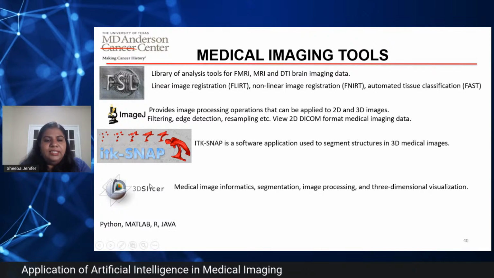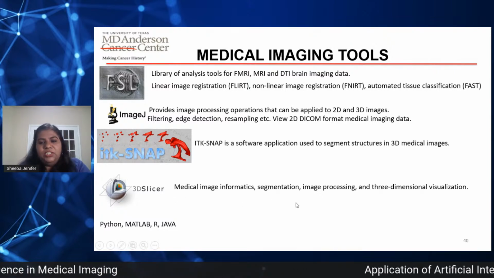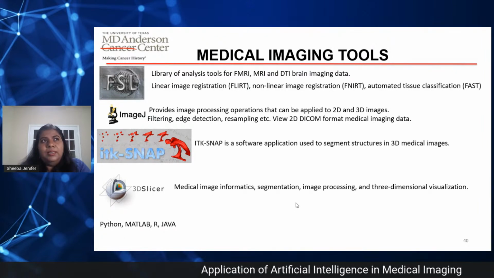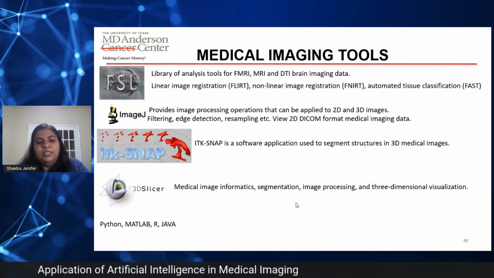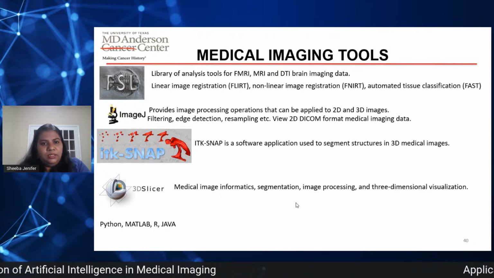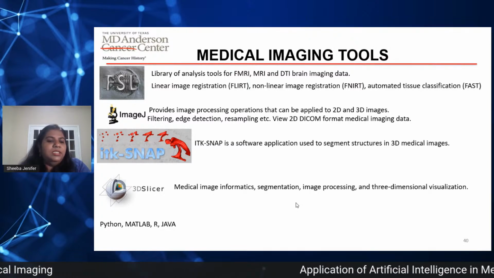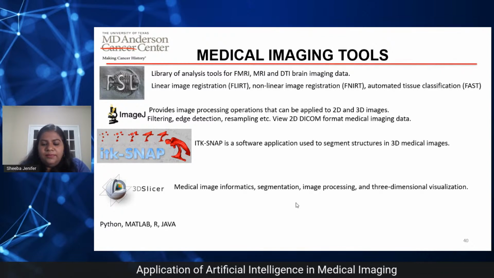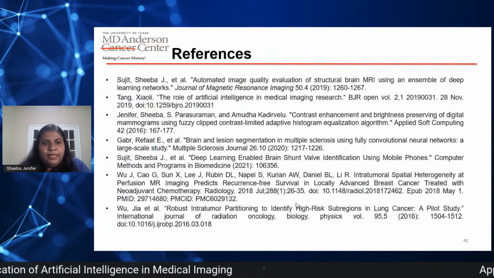And we have 3D Slicer. It's a tool useful for segmentation and also visualizing. And if you want to convert a PET scan to SUV format or different formats, these are some of the tools we use every day. And the common programming languages we use are Python, MATLAB, R, and Java. These are the tools we use for our programming.